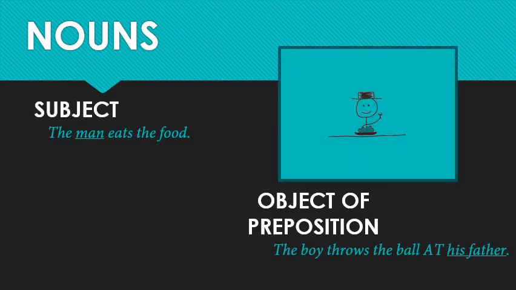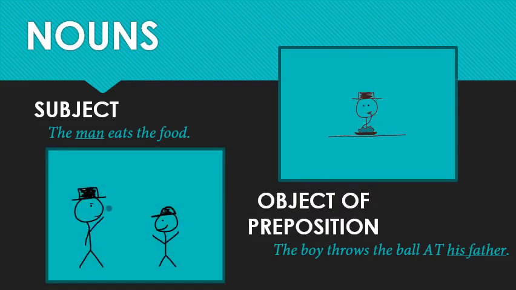We talked about the subject last week. The man eats the food. Okay, so that subject, the man, is causing the action to happen. Who or what causes things to change. Okay, and then object of preposition, we'll talk about that one in the future.